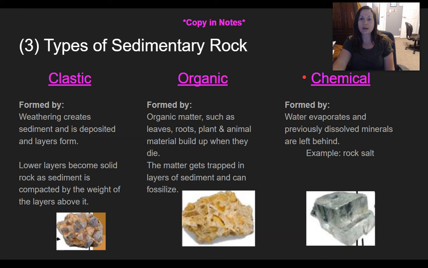And then our third type is chemical, and this is when water evaporates and previously dissolved minerals are left behind. So an example of this might be rock salt, because you know that when salt water evaporates, the salt gets left behind, right? And so then those can be formed in layers and layers and form into sedimentary rock as well.